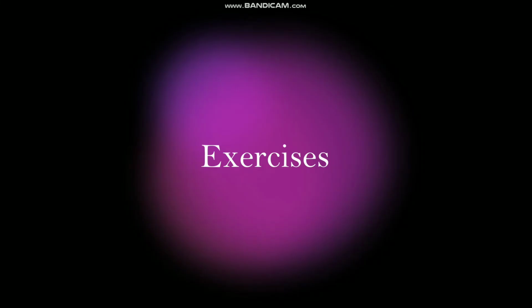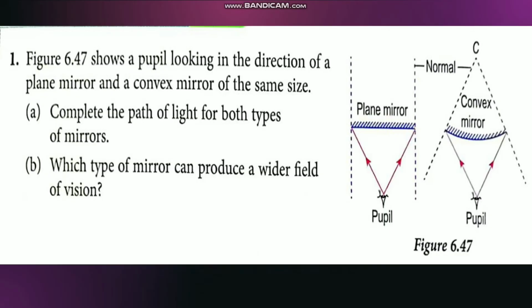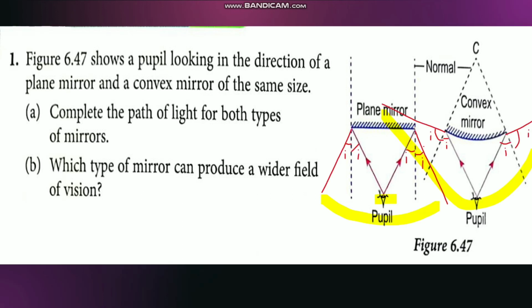Now we'll move on to the exercises. Question 1. Figure 6.47 shows a pupil looking in the direction of a plane mirror and a convex mirror of the same size. A. Complete the path of light for both types of mirrors. B. Which type of mirror can produce a wider field of vision? You may pause the video to complete the questions. These are the answers for A and B.